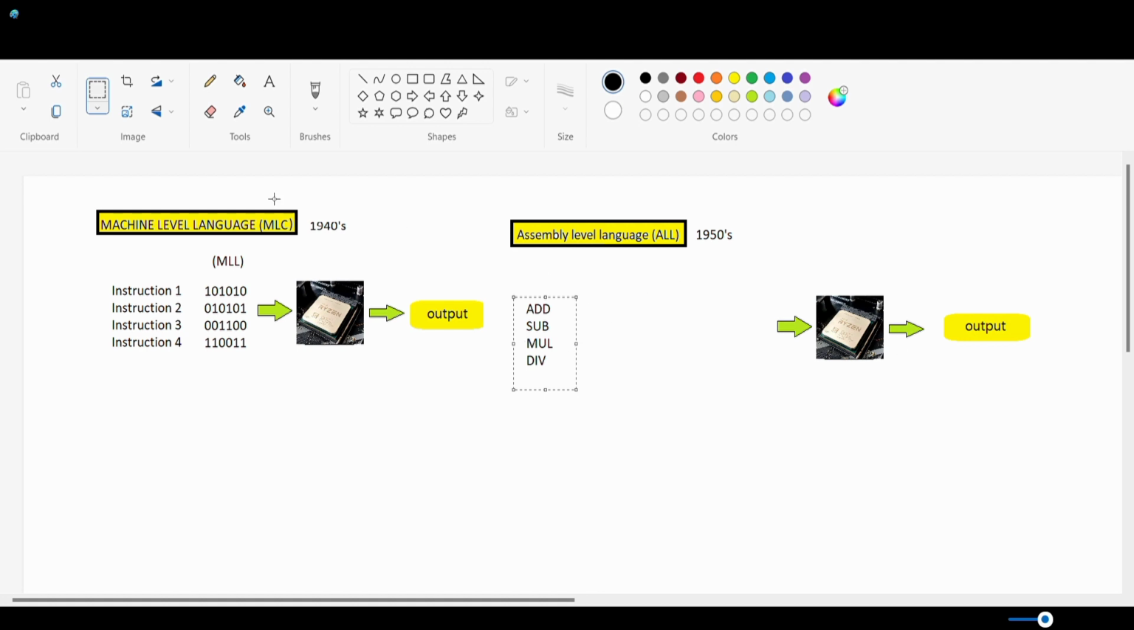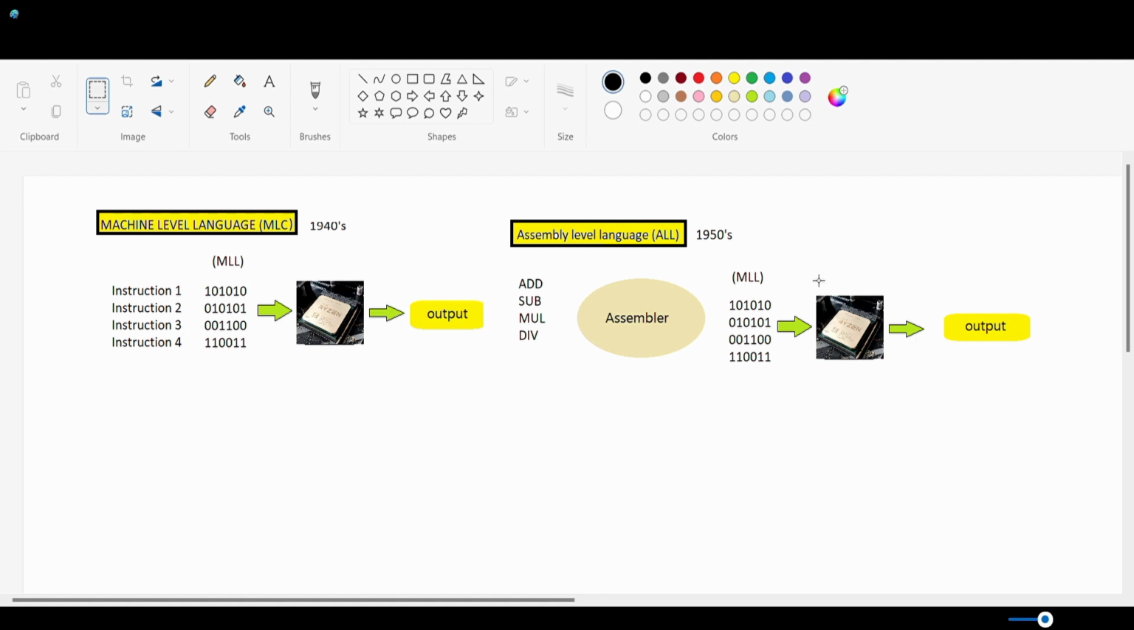So there is a software which is an assembler. Assembler is a software which takes assembly level language as an input and converts it into machine level language, and this machine level language is given to a microprocessor, and microprocessor gives output.